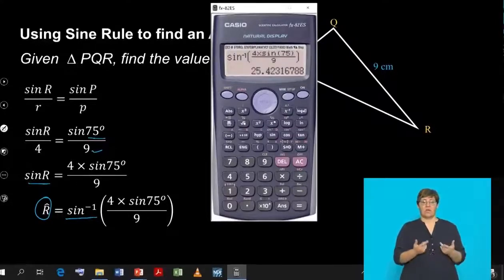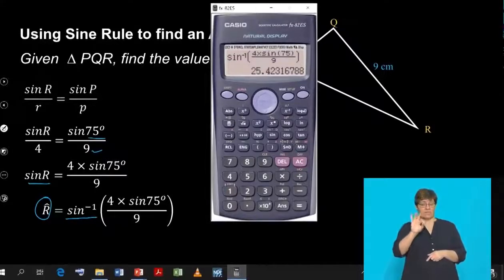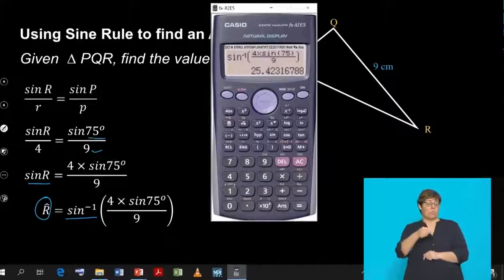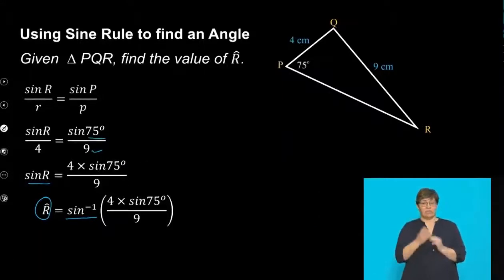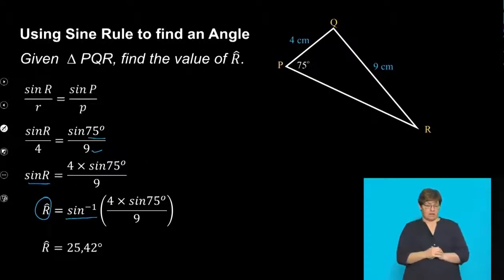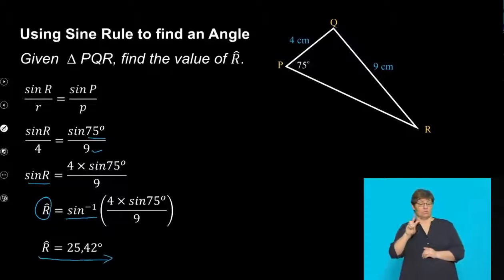Okay, and we have an answer of 25.423, and we've got to round it off to 2 decimals. So we're rounding it off to 25.42 degrees. And that's the value of our R, 25.42 degrees.